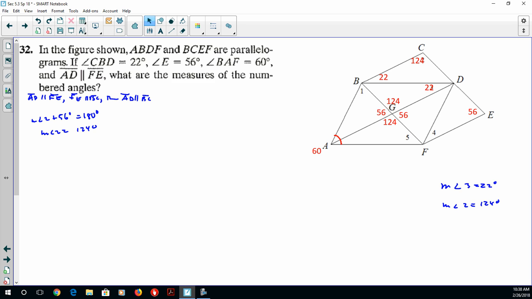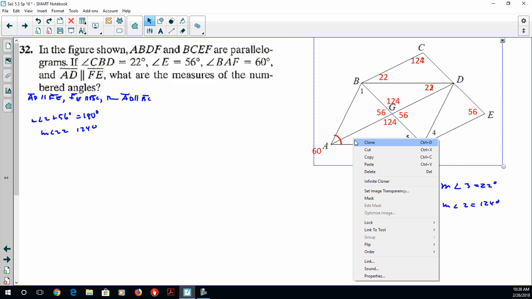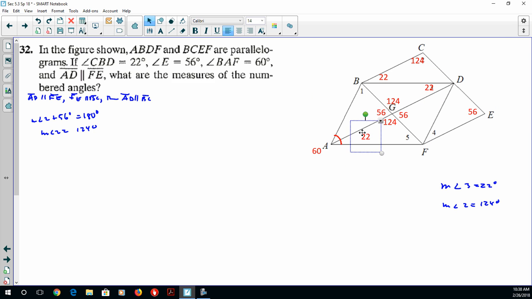Okay. Now let's get angle 5. The measure of angle 5 plus 22 should add up to, well, 56, right? 56 degrees is going to be the sum of the two opposite things. So this is going to be 56 minus 22, 34 degrees.